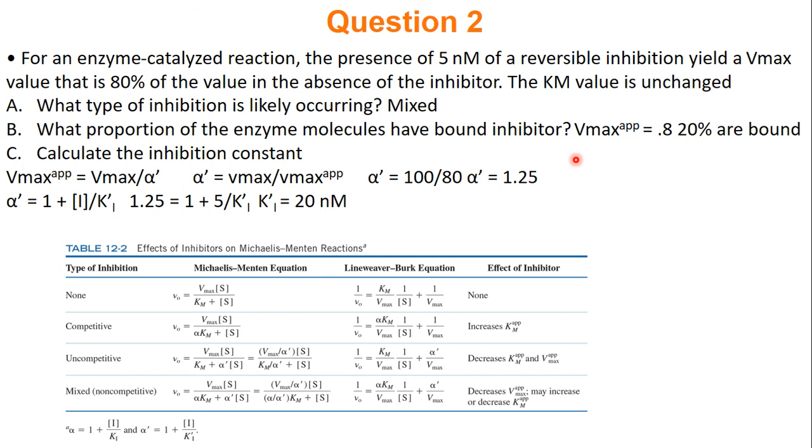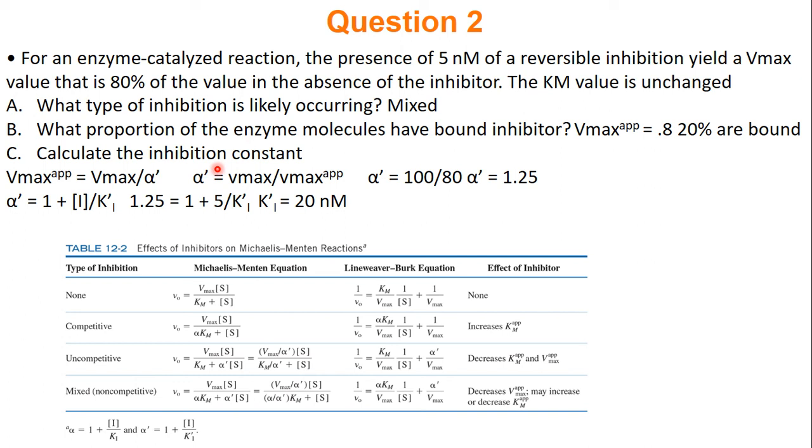Alright, let's say I add inhibitor. This inhibitor binds to 20% of my enzymes. That means the number of enzymes that are not bound by an inhibitor is 80. So 100 minus 20 equals 80. That means I'm going 80% of my maximum speed, which is seen in the problem. That's why 20% are bound.